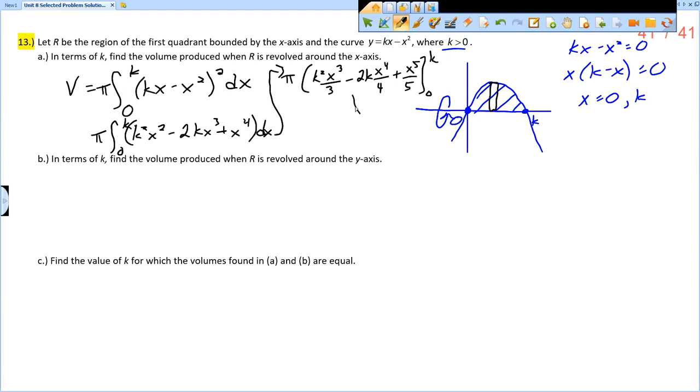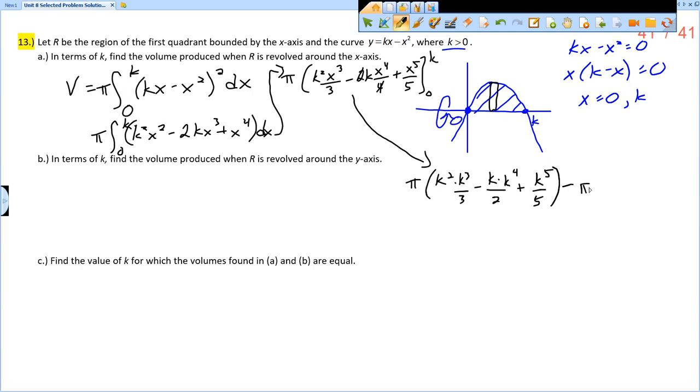All right, so now let's go down here. I'm going to have the pi in front, and now I'm plugging in k, right? So k squared times k cubed over 3 minus, I can reduce the 2 and the 4 to just have k over 2 times k to the fourth, right? And then plus k to the fifth over 5, right?